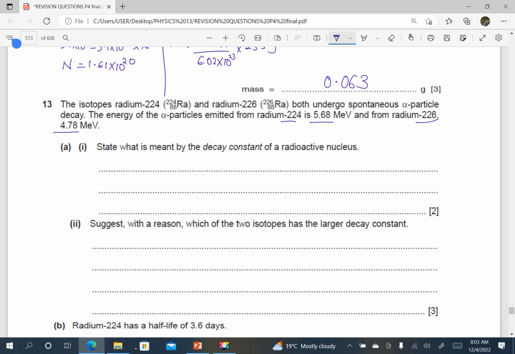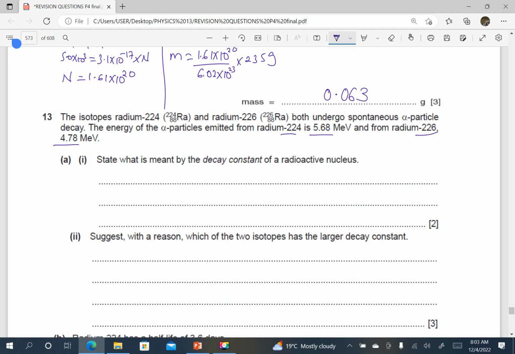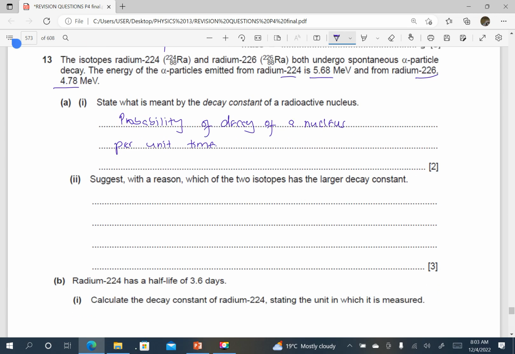So part A, state what is meant by the decay constant of a radioactive nucleus. So we now know that decay constant is the probability of decay of a nucleus per unit time. That is the decay constant. Suggest with a reason which of the two isotopes has the larger decay constant. In other words, which one had a higher probability of decay?